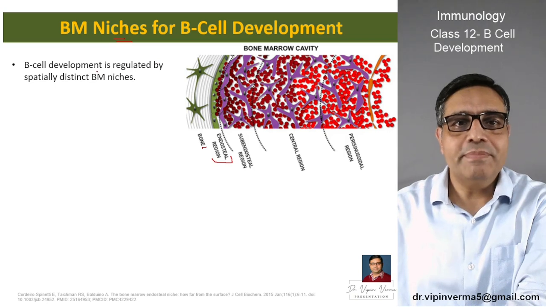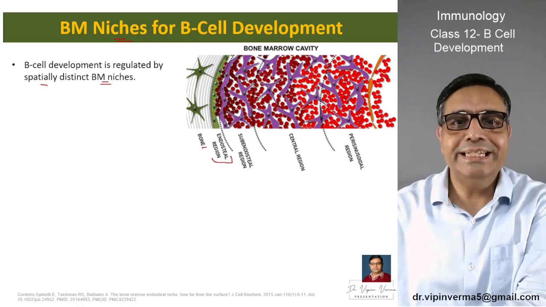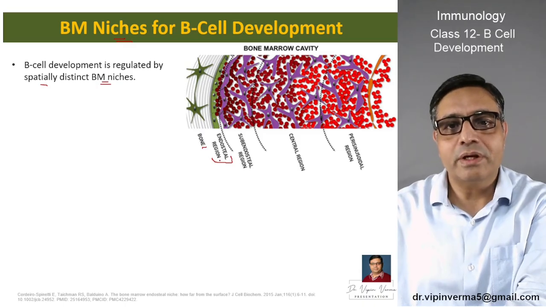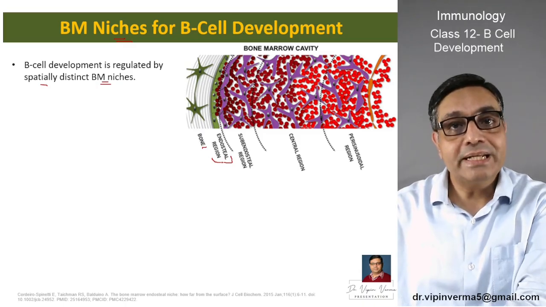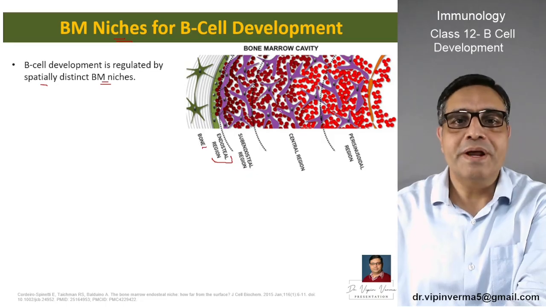So B cell development is regulated by spatially distinct niches. What do we mean by spatially distinct? That means these niches are divided by space. So we are talking about specific niches or specific microenvironments which are present at specific locations inside the bone marrow.